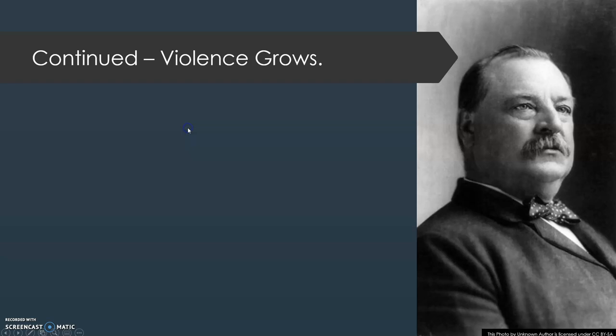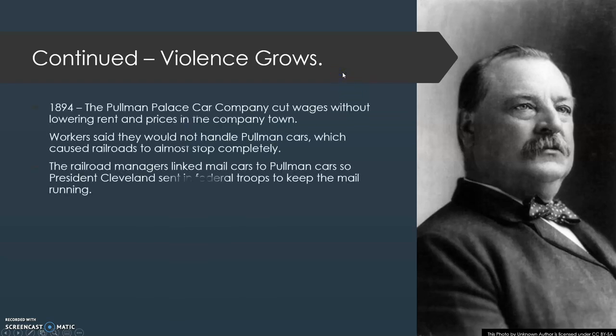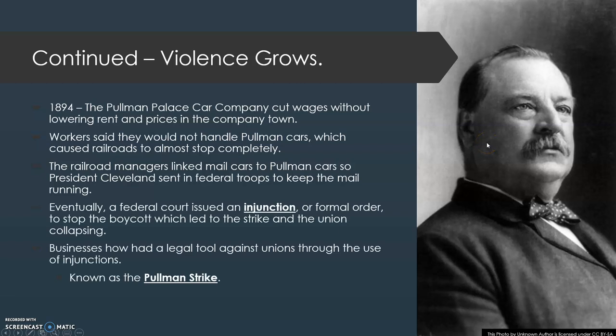Okay, so this is another example of conflict between business and unions during the late 1800s. Another example here, in 1894, the Pullman Palace Car Company cut wages without lowering rent and prices in the company town. Workers said they would not handle Pullman cars, which caused railroads to almost stop completely. Okay, the railroad managers linked mail cars to Pullman cars, so President Cleveland, Grover Cleveland, who you see here, sent in federal troops to keep the mail running. Okay, that's President Cleveland there. Eventually, a federal court issued an injunction or formal order to stop the boycott, which led to the strike and the union collapsing.